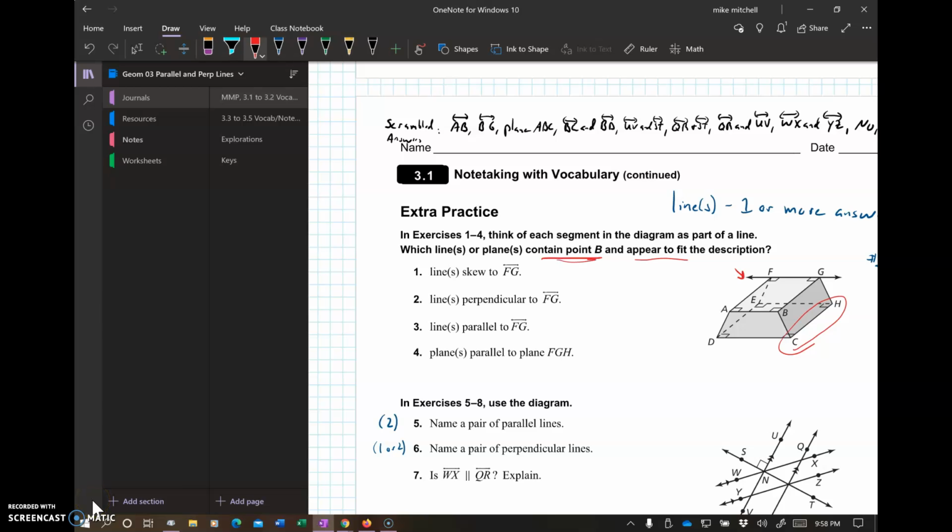Silly me, I forgot it needs to contain point B. That doesn't contain point B. So here's point B right there. So we've got this line, and this line that contain point B. Okay, so I want skew to FG. Well, it's not this line. BG intersects it. BA, geez, that looks like a parallel line. I'm going to go with BC right here.